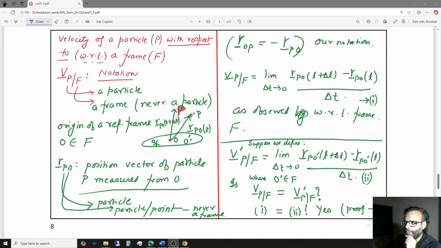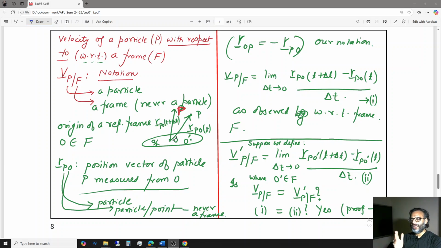At time t, the particle is at this location where the cursor is. I draw a vector, displacement vector going from O to P. I call that RPO at time t. So I am using O as the reference point from where I will measure the position vector of a point of interest. That point of interest right now is P.